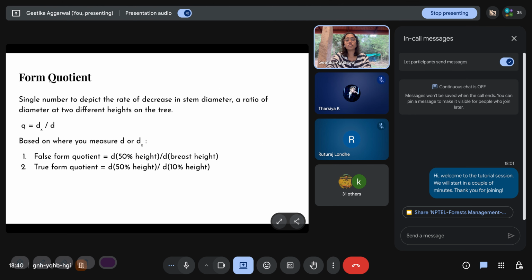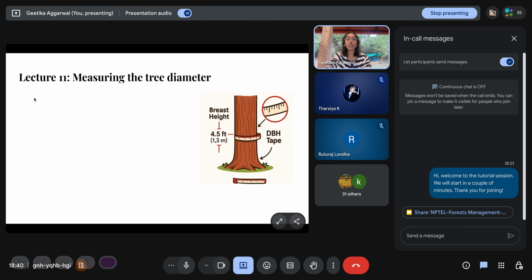Okay, so there are basically these two form quotients. There's no absolute form quotient. Moving on to the second lecture, which just talks about how to measure the tree diameter. The first lecture mostly talked about tree form and tree shapes. If anybody has any doubts in those, you can ask me.